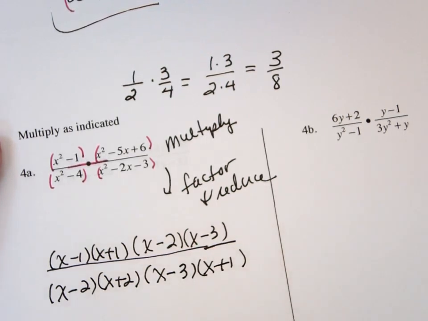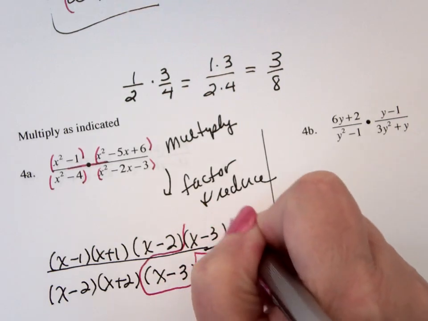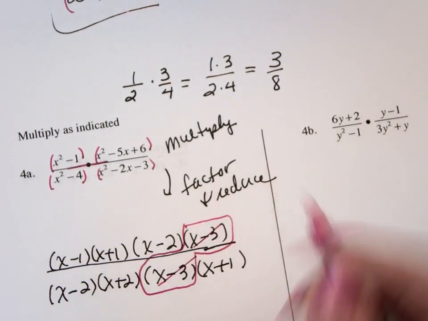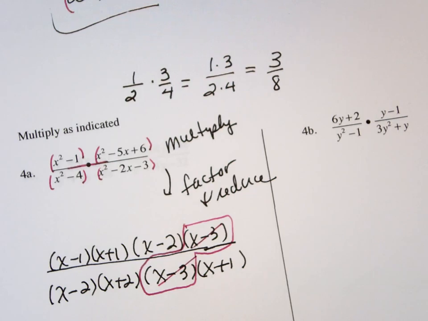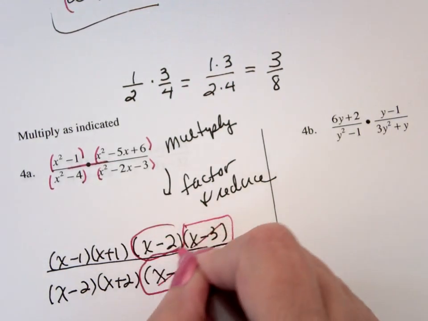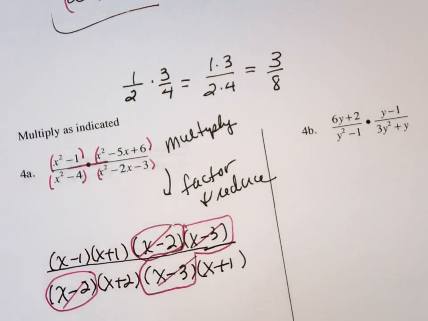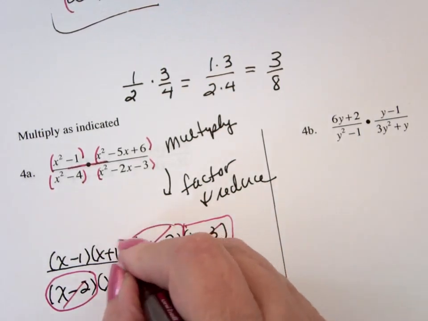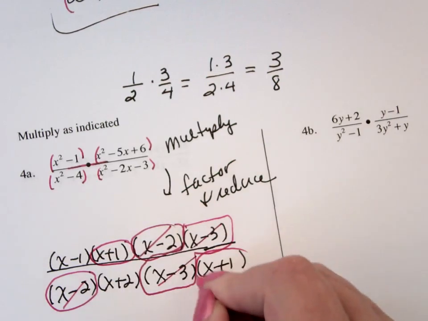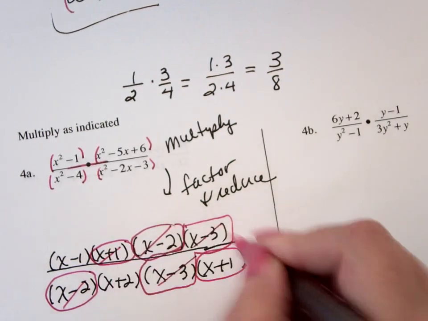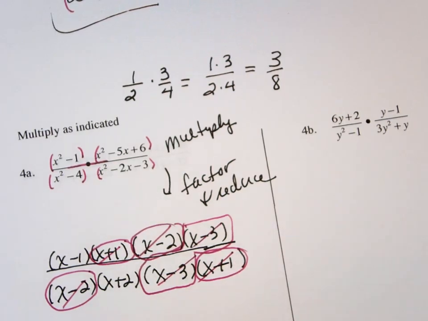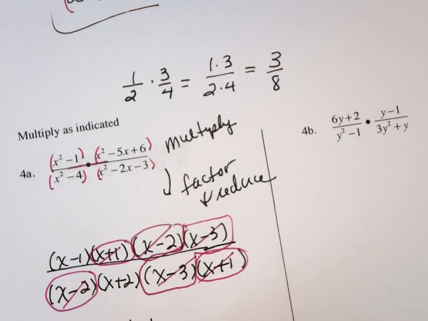Now we look to form ones, because these are all multiplications. I notice I have an x minus 3 and an x minus 3. Those reduce out. In other words, they form a 1. I have an x minus 2 and an x minus 2. Those reduce out, and they form a 1. I have an x plus 1 and an x plus 1. Those form a 1 and reduce out. And what I'm left with is x minus 1 over x plus 2.